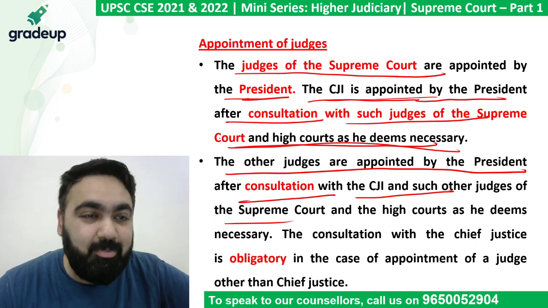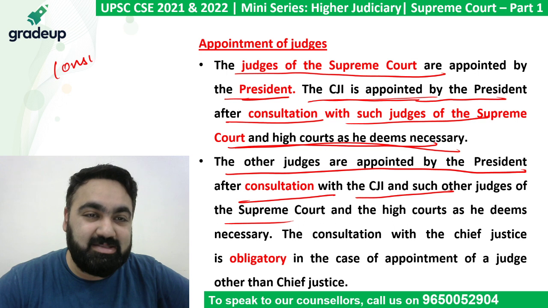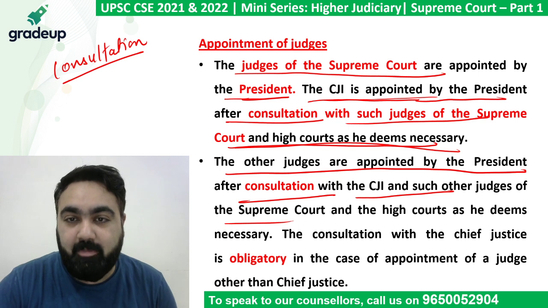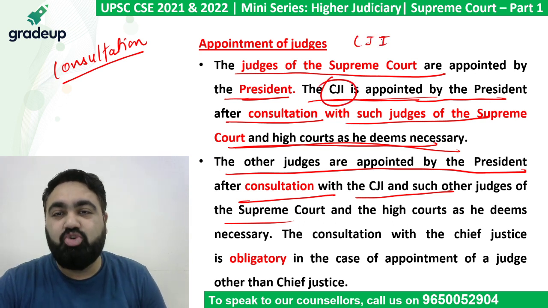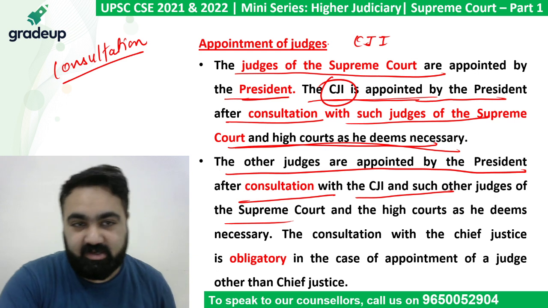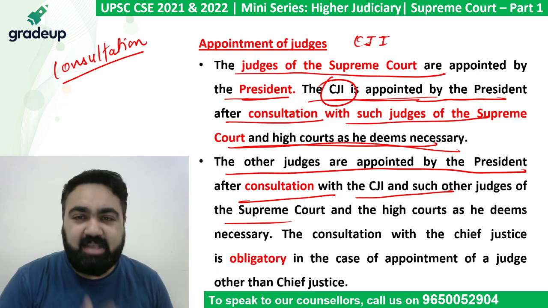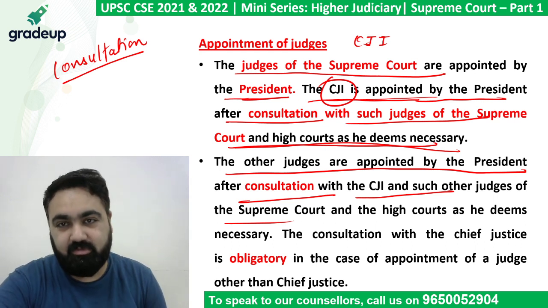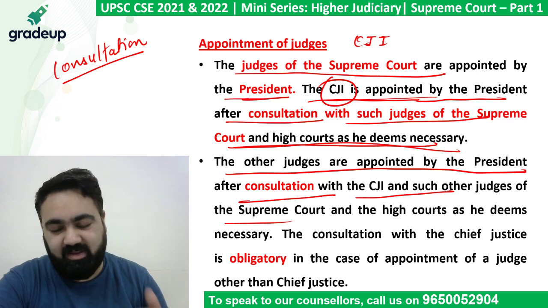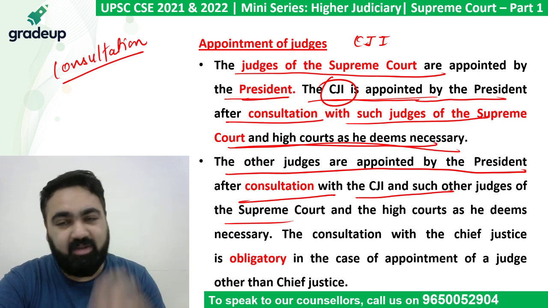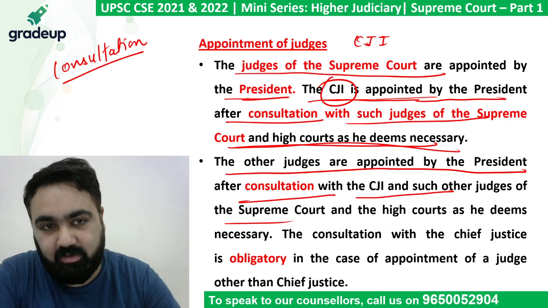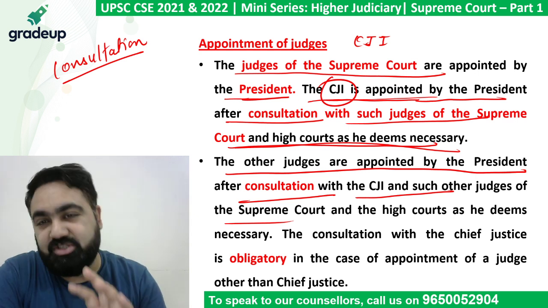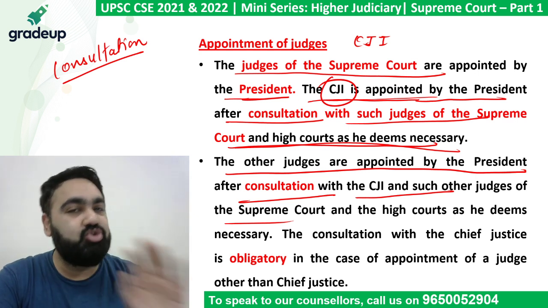Now, the entire problem about this is on the word consultation. Let's take it one by one. Let's first talk about the appointment of the Chief Justice of India. So usually what happens when the Chief Justice of India retires, like he retired recently, the next senior most judge of the Supreme Court will be made the Chief Justice of India. Like S.A. Bobde, when his tenure got over, it was N.V. Ramanna who became the next Chief Justice of India. So after the Chief Justice retires, the next senior most judge will become the Chief Justice. This is what usually happens.